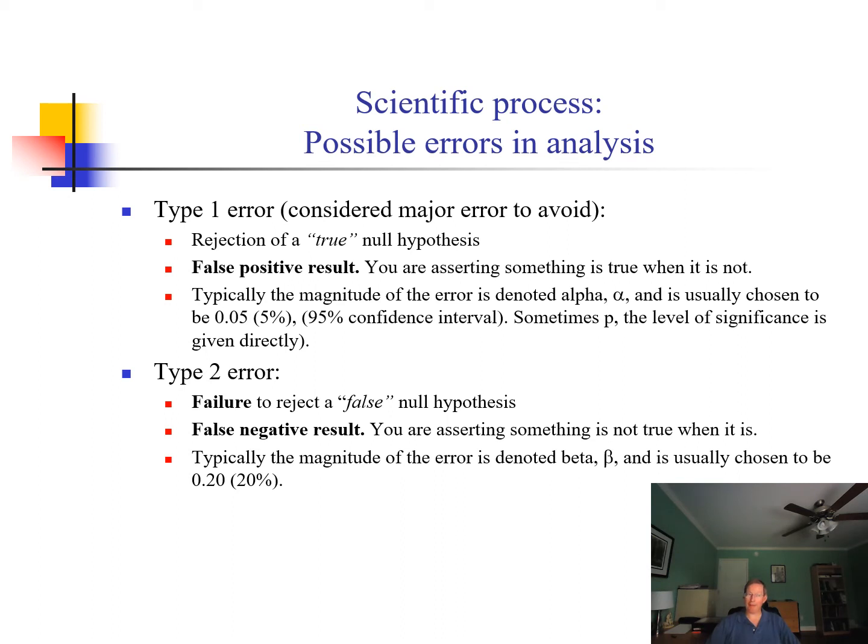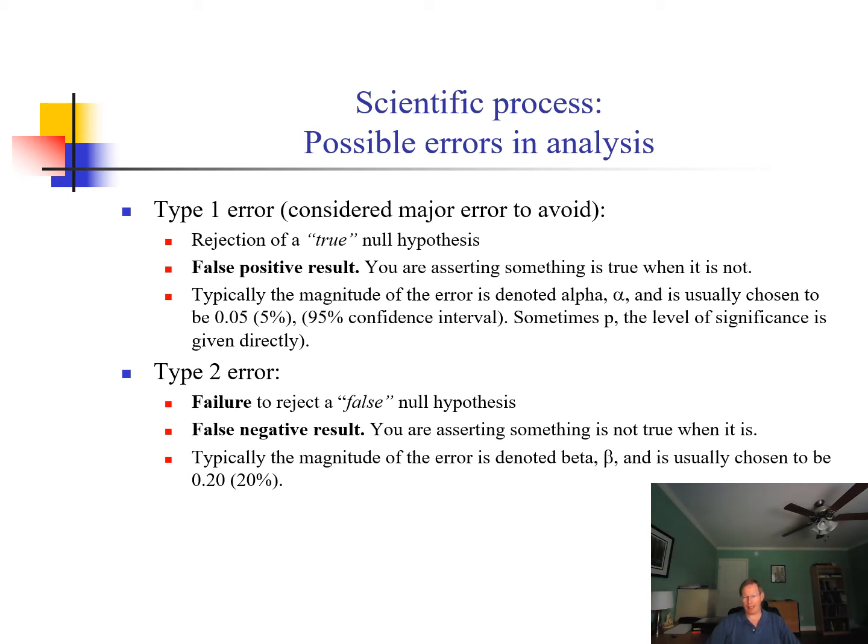So I have 2 types of errors that can result from this. So a type 1 error is when I reject a true null hypothesis. It's like a false positive result. I'm saying that something is true when it's not. Typically, this alpha error is denoted to be 0.05. That means that scientists accept that they're going to be wrong 5% of the time. And this is sometimes referred to as a p-level, or the level of significance of this.